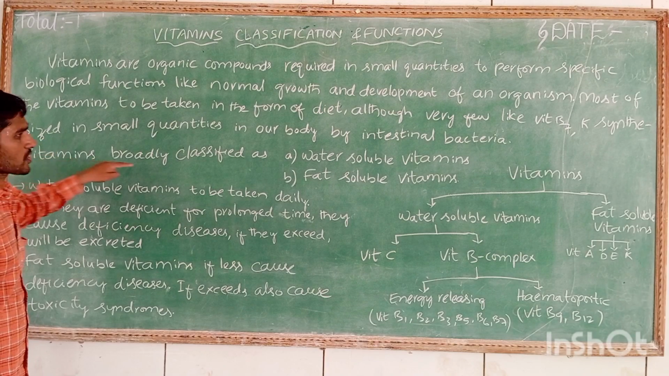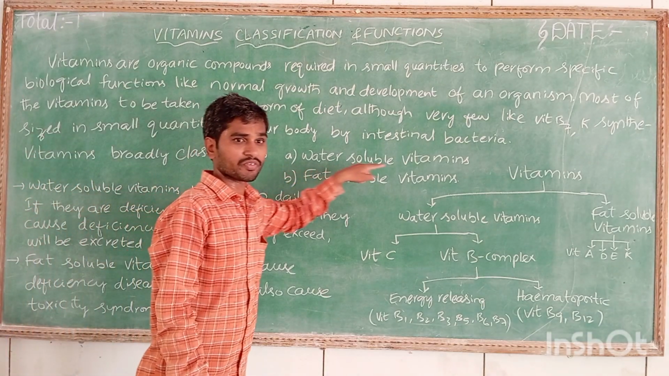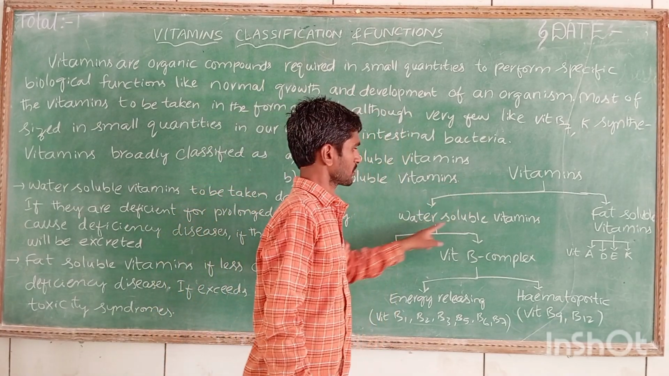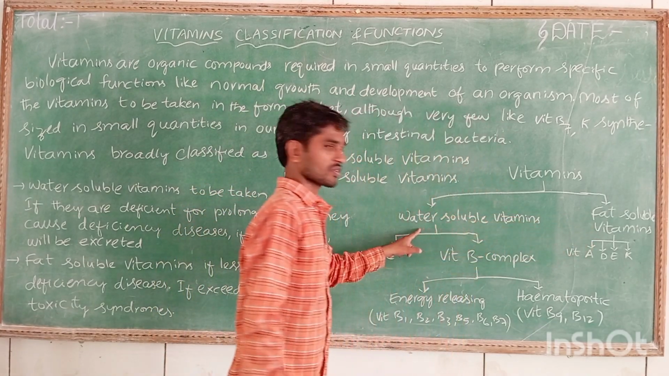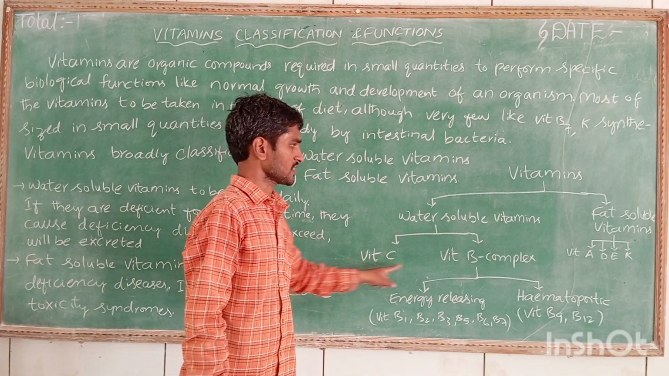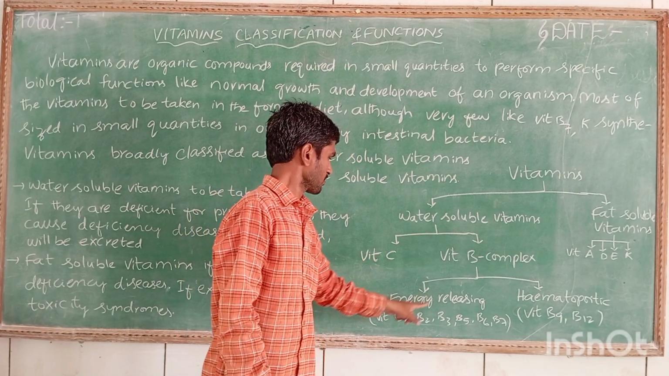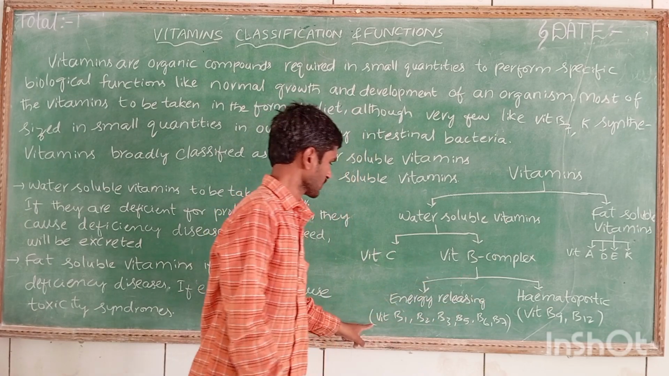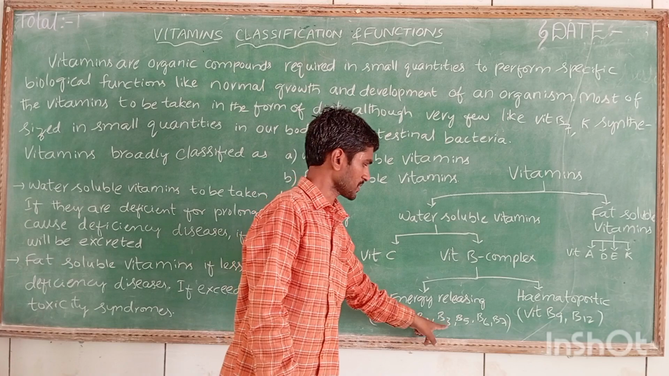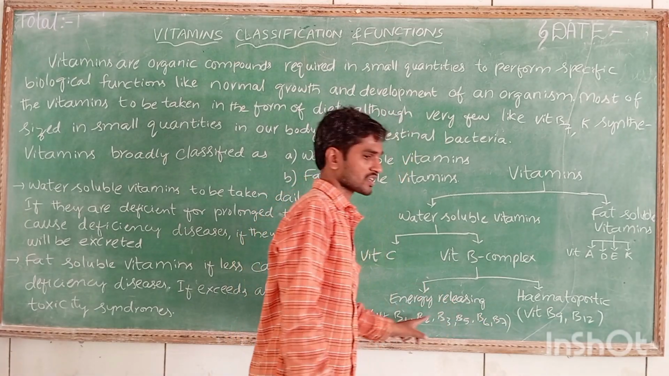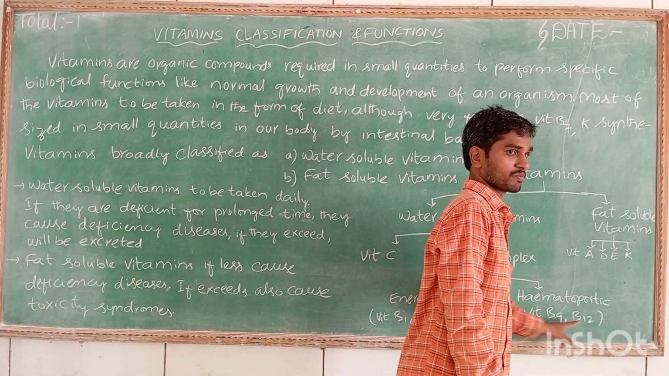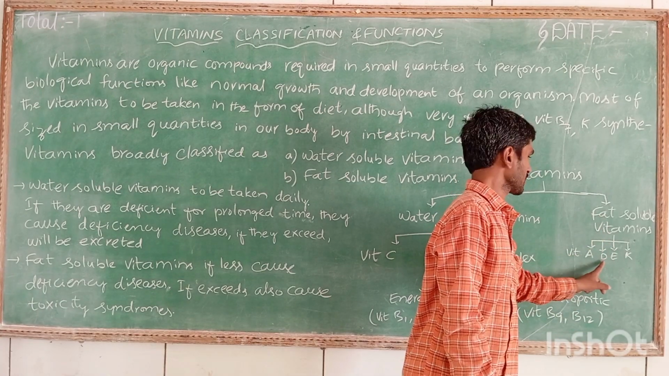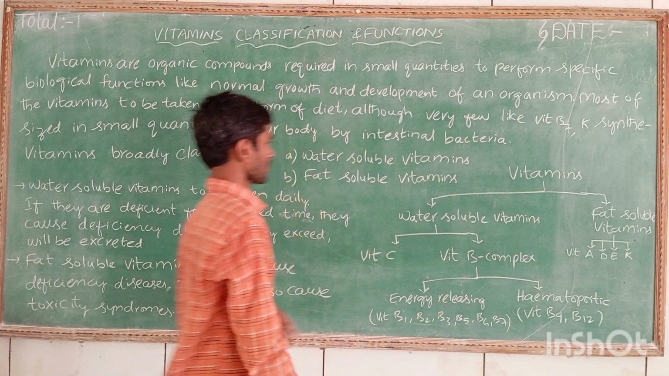Vitamins are broadly classified as water soluble vitamins and fat soluble vitamins. Water soluble vitamins are again classified as vitamin C and vitamin B complex. Vitamin B complex is again divided into energy releasing and hematopoietic. Energy releasing are vitamin B1, B2, B3, B5, B6, B7. Hematopoietic are B9 and B12. Fat soluble vitamins are vitamin A, vitamin D, vitamin E, vitamin K.